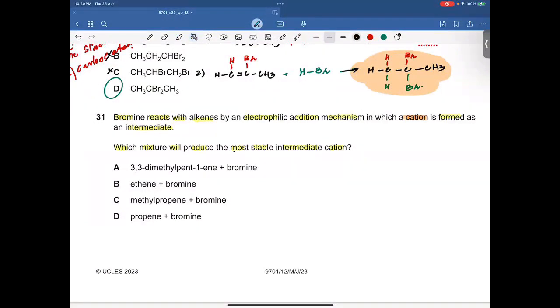If it is asking for the most stable intermediate carbocation, it means the examiner again wants us to apply the Markovnikov rule, because Markovnikov rule is all about the stability of the intermediate carbocation. Also, Markovnikov rule is always applicable for unsymmetrical alkene and unsymmetrical reagent.